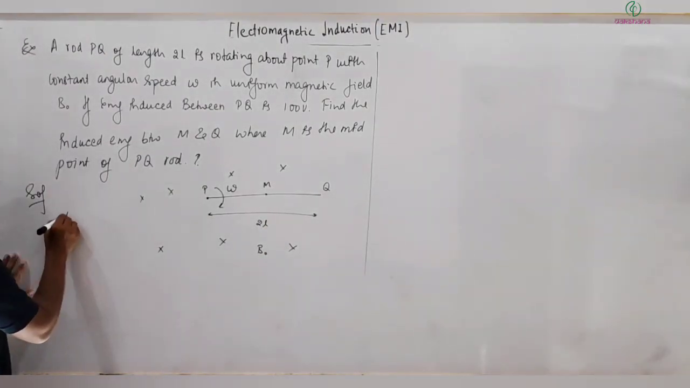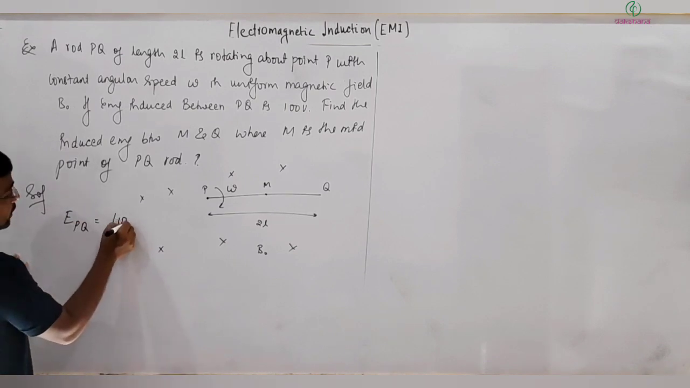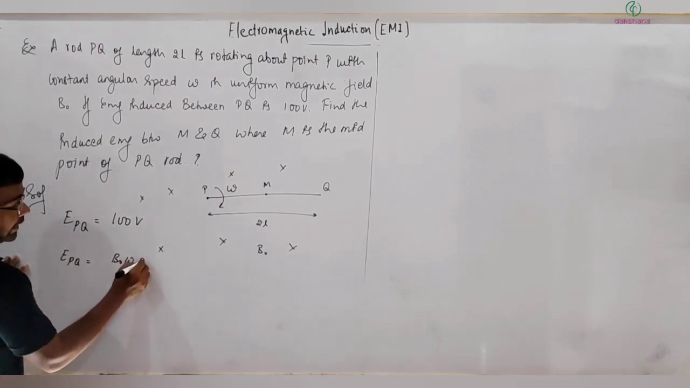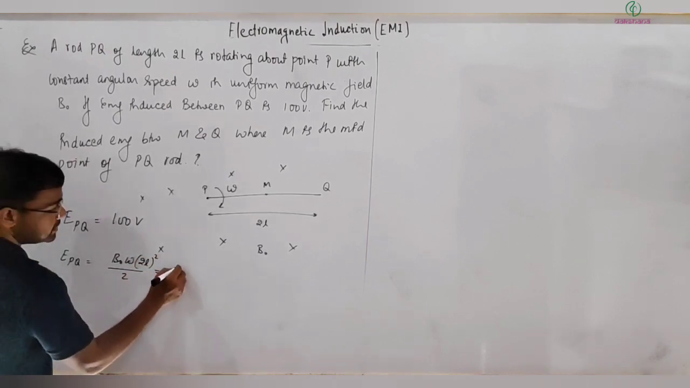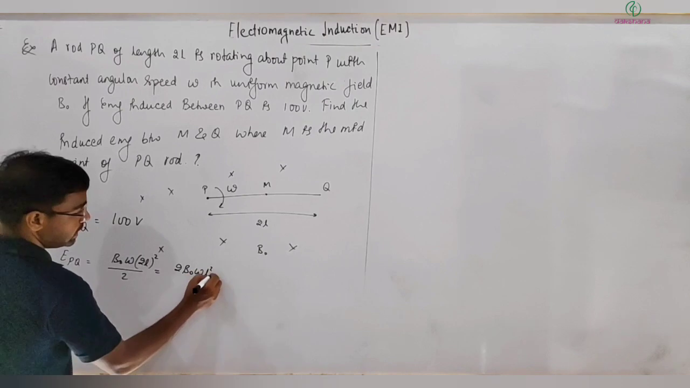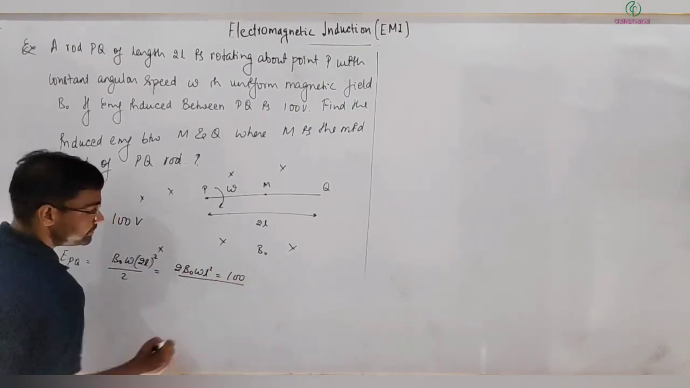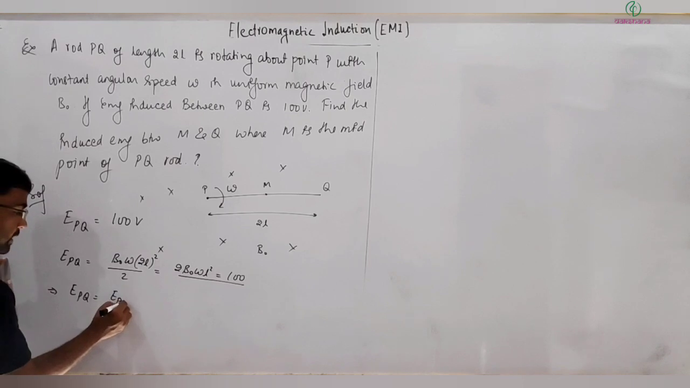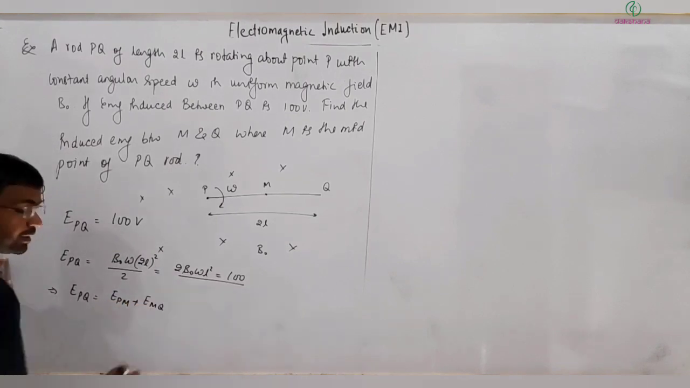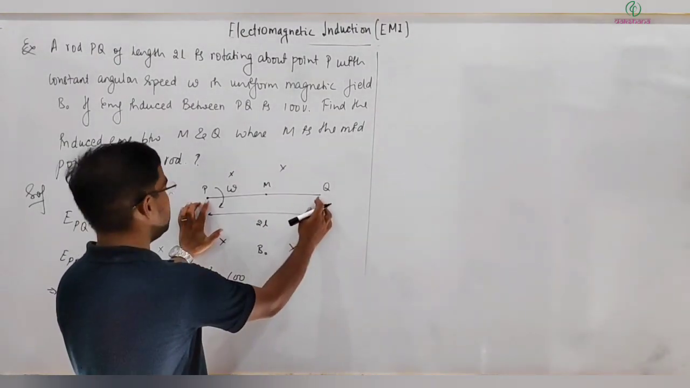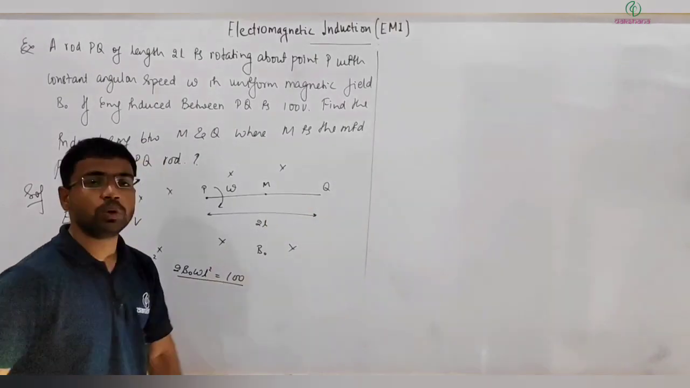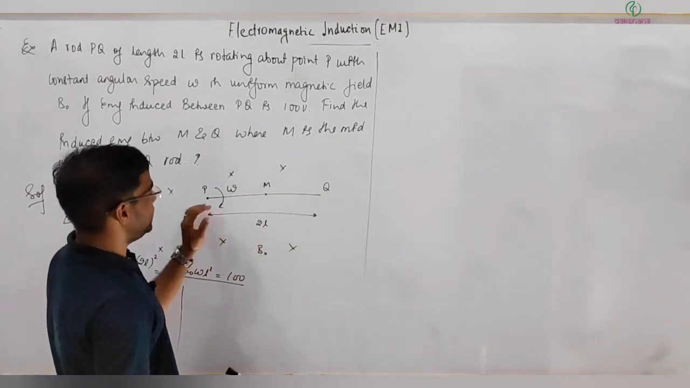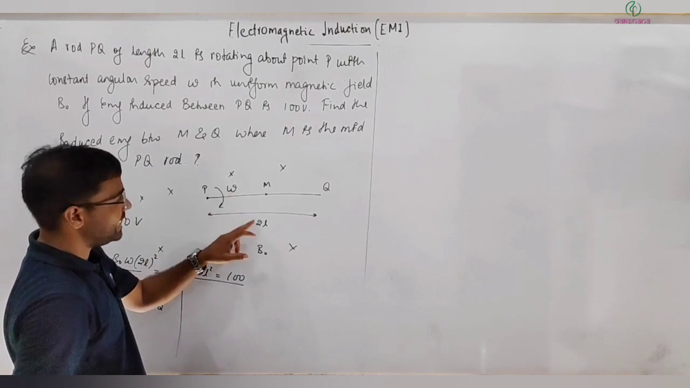So I have EMF E between PQ equal to 100 volt, and I can write E PQ is equal to what? B naught omega into (2L) square by 2, that comes out to be 2 B naught omega L square. This is 100 volt. Clear? And I can also write E PQ is equal to E PM plus E MQ. Right? The total potential difference between P and Q is the sum of both of these. And remember, if I'm just removing this part, then it's rotating with angular speed omega, length L, about P.